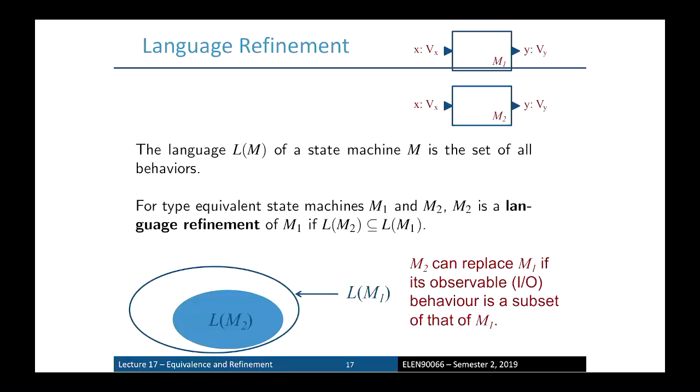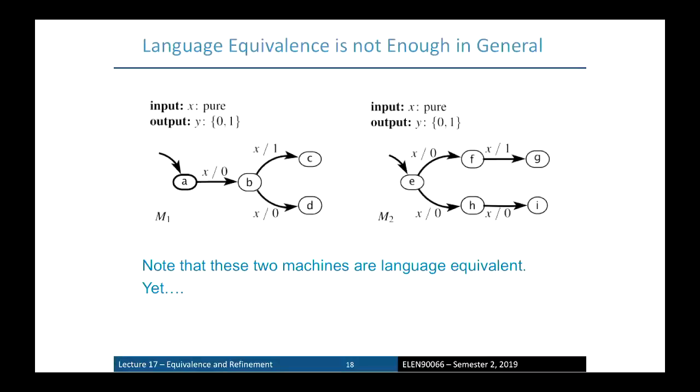Let's do some more concrete examples. So let's look at two very, very simple state machines, M1, M2, simple inputs, scalar inputs x, y, pure input, output. So immediately those two machines are type equivalent. Look at those inputs and outputs. They're named the same even. So perfect, type equivalent.